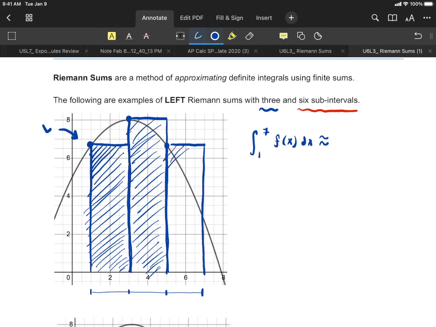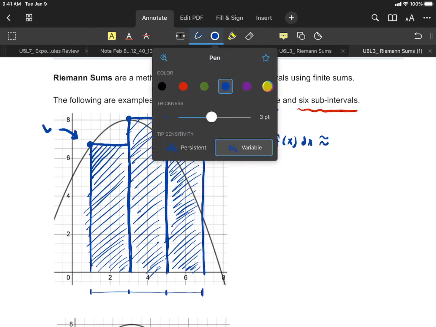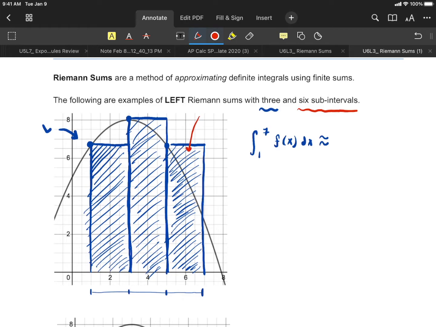And so this would be a possible approximation of the area. If you could find the area of all of these rectangles, you'd have some extra right here. You'd have a little extra right there. But you'd also be missing some. So it's tough to say whether or not this would be an over or under estimate.